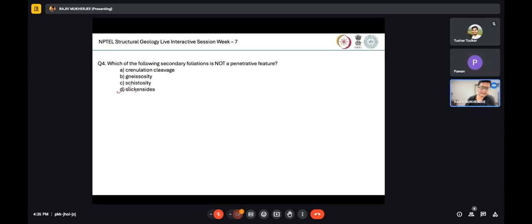Slickensides are associated with fault surfaces, right? Exactly. Slickensides are associated with fault surfaces due to relative displacement of fault blocks.